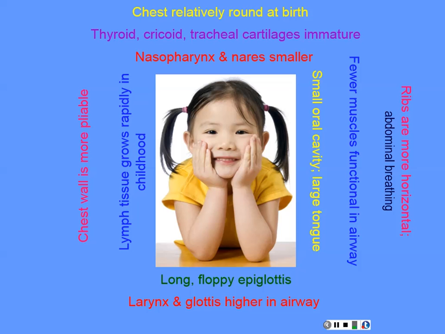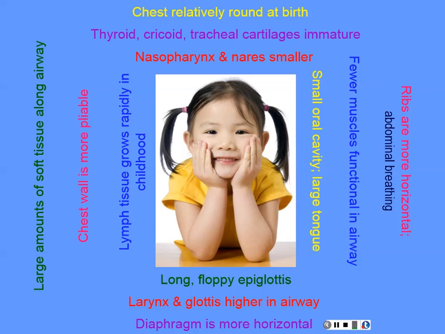This is why, with young school age children and under, if you're having trouble counting their respiratory rate and you're looking up here, you may want to look at their side or at their tummy. Their diaphragm's more horizontal, and they've got large amounts of soft tissue along the airway, okay?